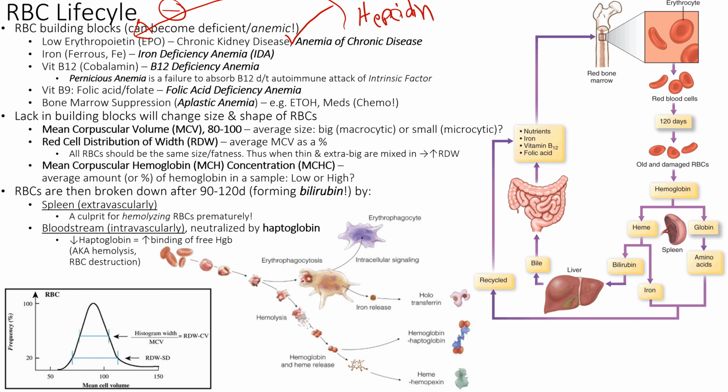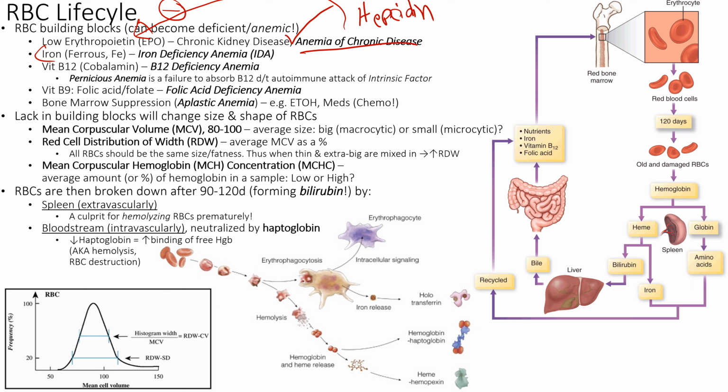And hepcidin actually inhibits iron absorption from the gut. So you get iron deficiency anemia with chronic inflammation, right? And you need iron to make RBCs. So if you don't have iron and you have low RBCs, you have iron deficiency anemia, right?